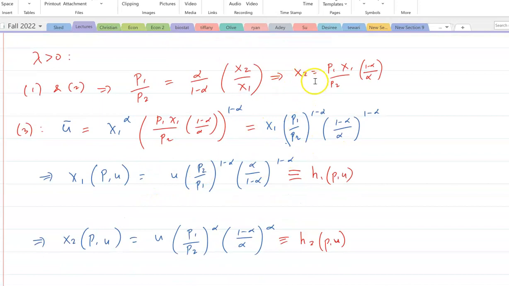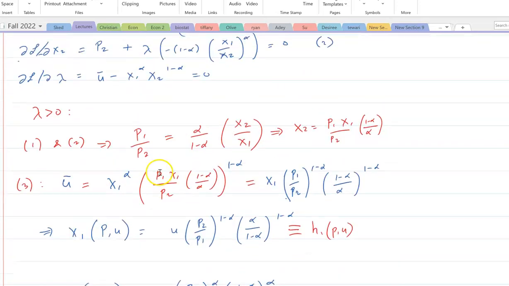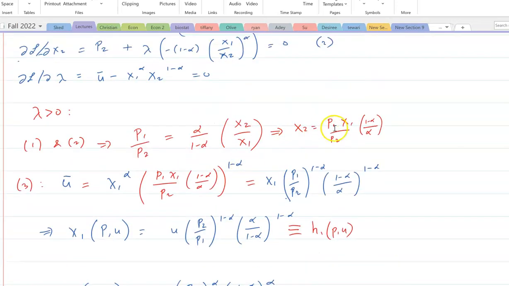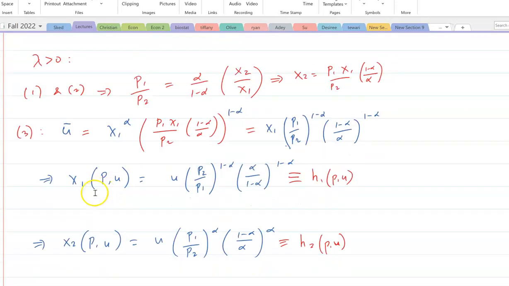In this case, I solve for x2 and plug it back in here. So x2 is gone, and u is going to be a function of x1 alone. If I solve for x1, it will be x1 as a function of utility and the prices. There's a special name for that: you call it the Hicksian demand function. You do the same thing for x2. Either you plug this back in, or you solve for x1 here and then plug it back into equation 3 and you get x2.